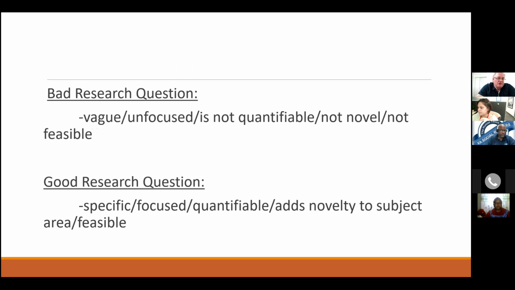So in terms of a research question, a bad research question, when we say bad, we're talking about one that is very vague, unfocused. It's not really quantifiable. It may not even be feasible. Whereas a good research question is, again, very focused, very specific, and we'll see some examples in a second. And it adds novelty to the subject.